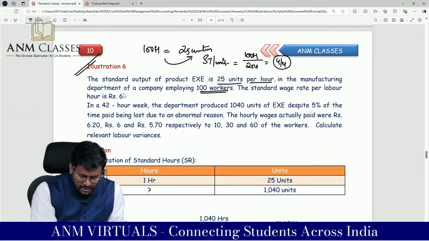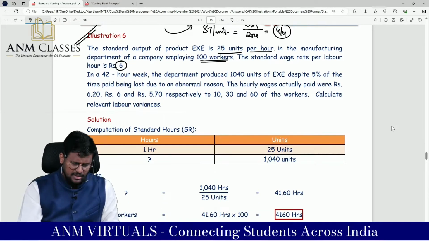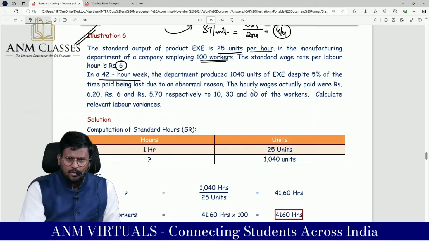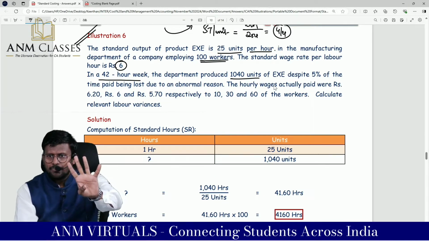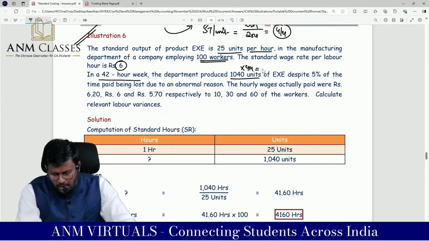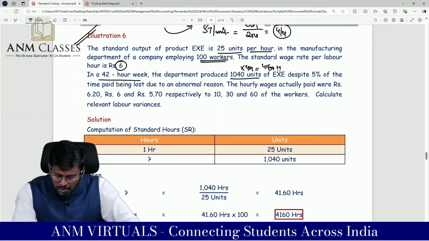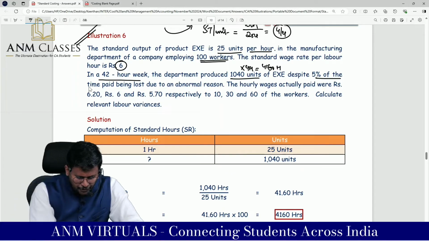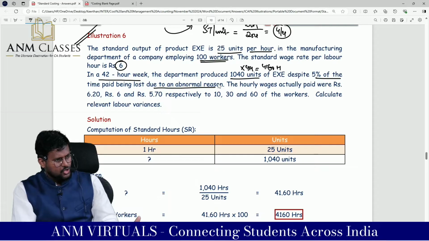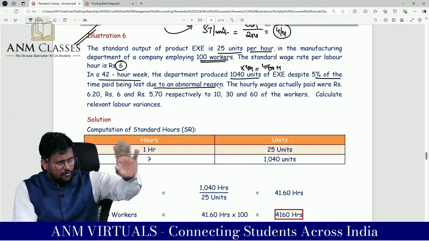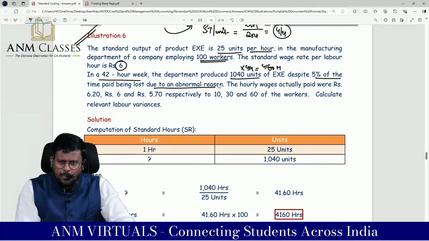The standard wage rate is how much? 6. Standard wage rate is 6. In a 42 hours week, the department produces how many units? 1000. So I know the standard time, 4 hours per unit. So 1040 into 4 hours gives 4160 hours, which is the standard hours of EXE, despite 5% of the time being paid but lost due to any reason. So there is an abnormal idle time of how many percent? 5%. So from actual hours, we subtract the 5% abnormal time to get net actual hours, right?